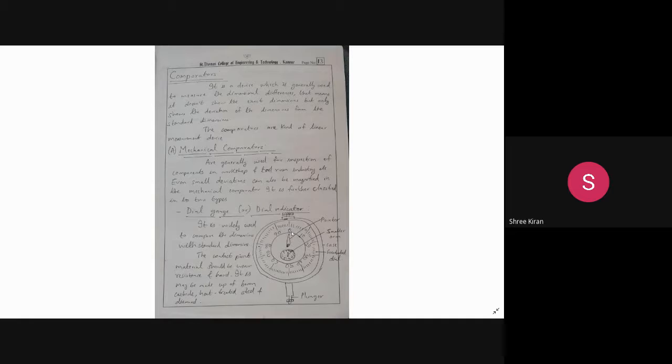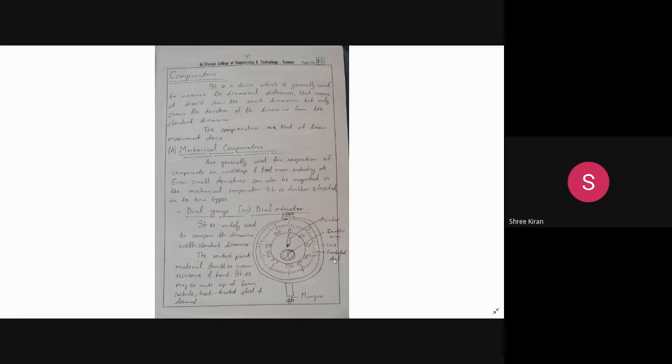Then we have a spindle, pointer, everything. This is the pointer, and then we have a small arm, spindle, gear train, and contact point. The contact point is this point. This is the base, the other plunger. Then pointer, smaller arm, case, and graduated dial. All these are features.